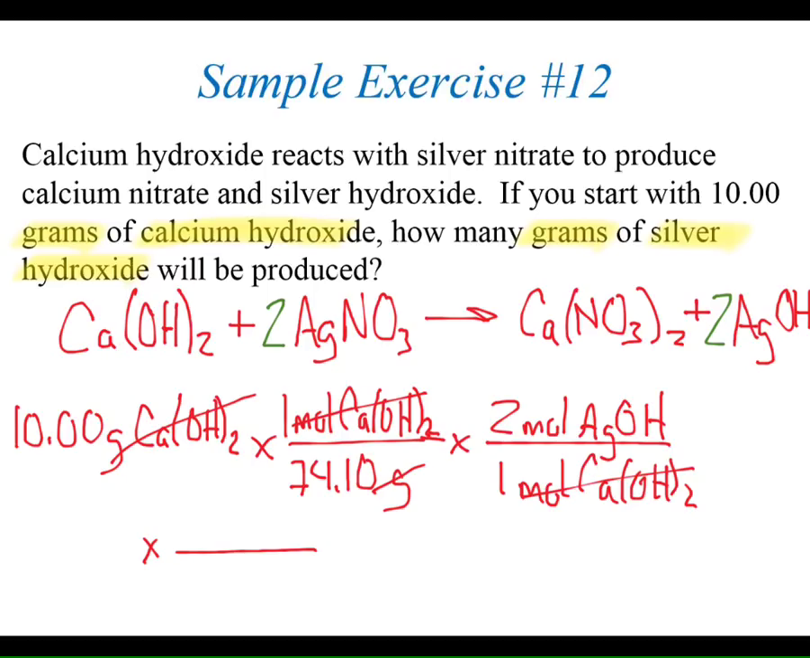Now I'm in moles of silver hydroxide, but I want to be in grams. Moles to grams, molar mass again, right? So just add up a silver, an oxygen, a hydrogen, see what you get. 124.88, something like that. Anybody do it? Is that right? Okay. 124.88 grams is a mole of silver hydroxide. So now moles of silver hydroxide cancels. Okay, so let's punch that in our calculators. 10 divided by this times 2 times 124.88, whatever.